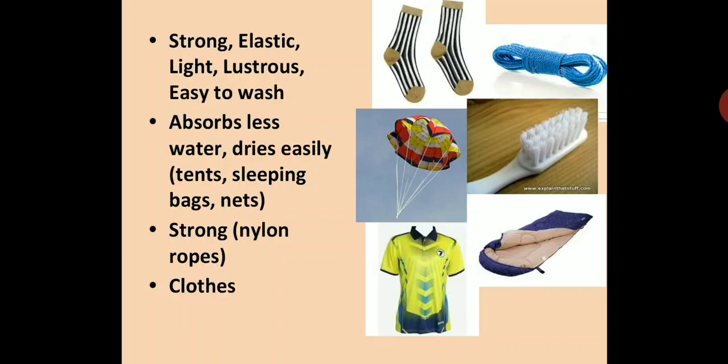Here you have some more properties. They are strong, elastic, light, lustrous, easy to wash. You must have experienced this, children. And it absorbs less water, dries easily. You can make tents, sleeping bags, nets. Strong, very strong. Nylon ropes are made because of that. Nylon is also used to make clothes. So these are a few uses and properties of nylon.